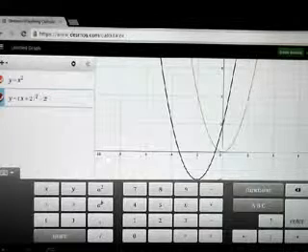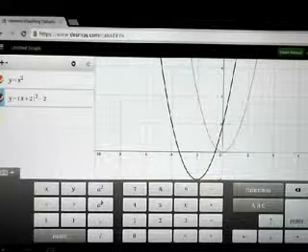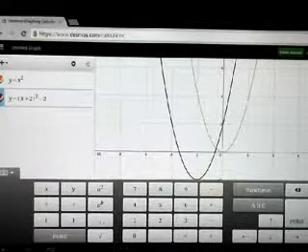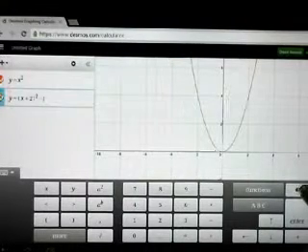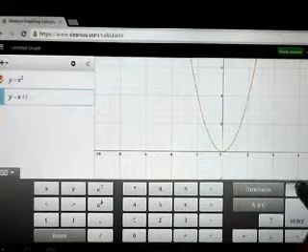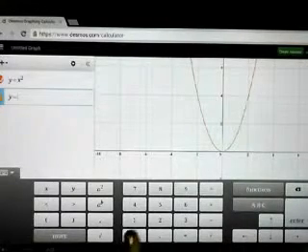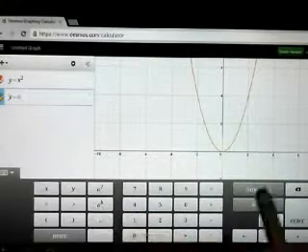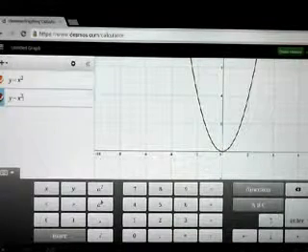So erase that. We're going to put in y equals x squared plus 2x minus 3.